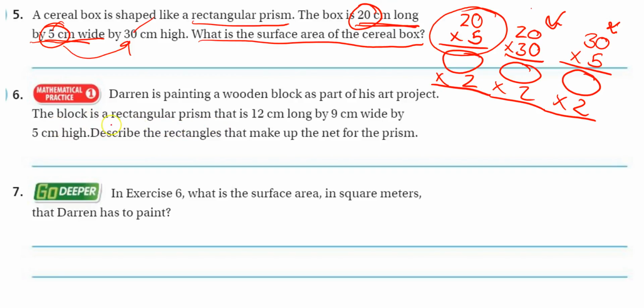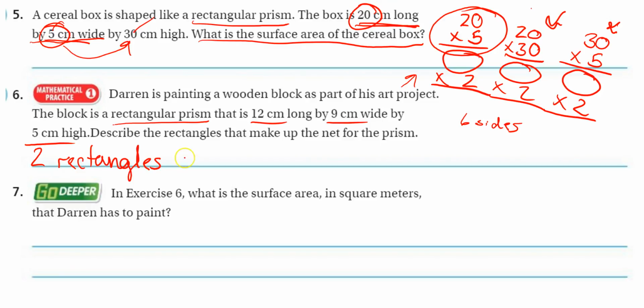All right, number 6, Darren is painting a wooden block as part of his art project. The block is a rectangular prism. So again, I know it's going to have 6 sides. It's 12 by 9 by 5. Describe the rectangles that make up the net for the prism. Okay, well, we can kind of put in words what we did up here. Okay, so 2 rectangles. And that's either the front and the back, the left and the right, or the top and the bottom.